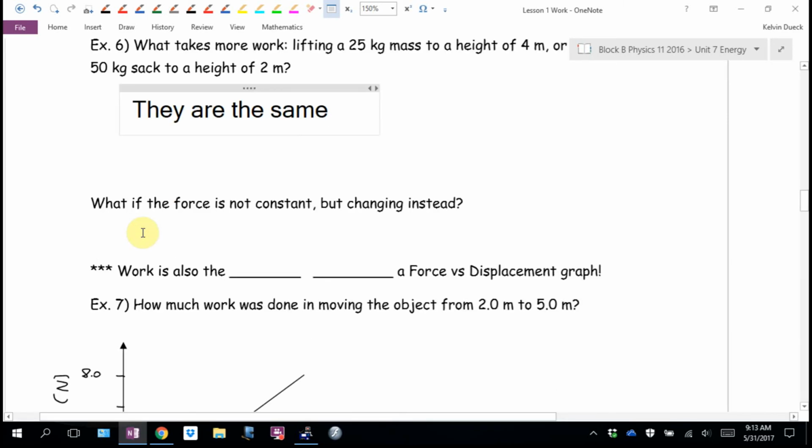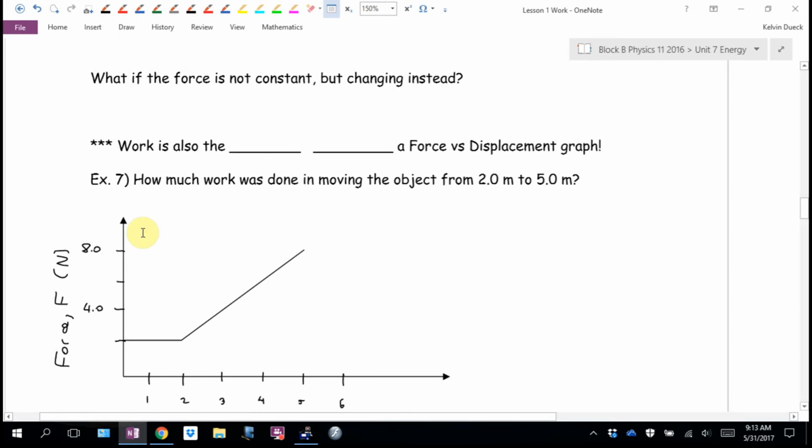What if the force is not constant? Because I told you that equation only worked if it was constant. What if the force is changing? Well, work is also the area under a force versus displacement or distance graph.